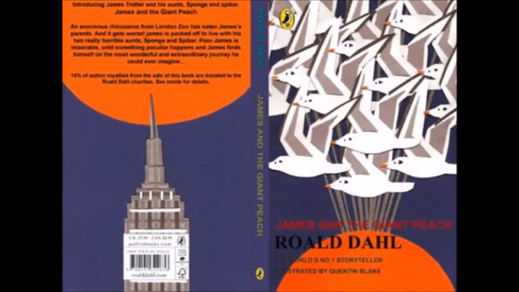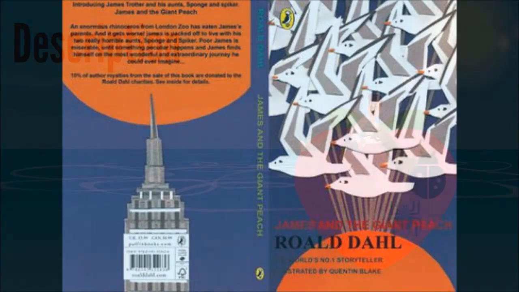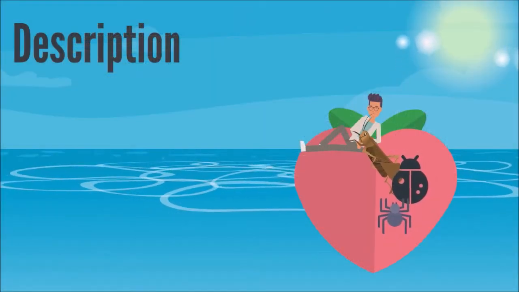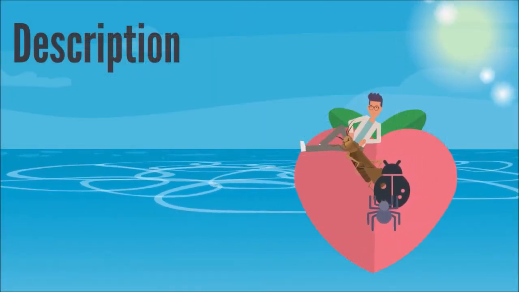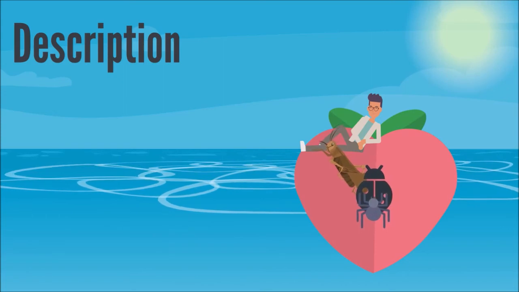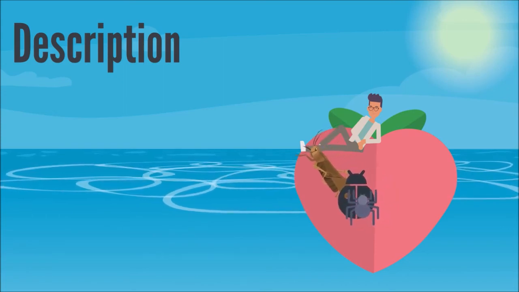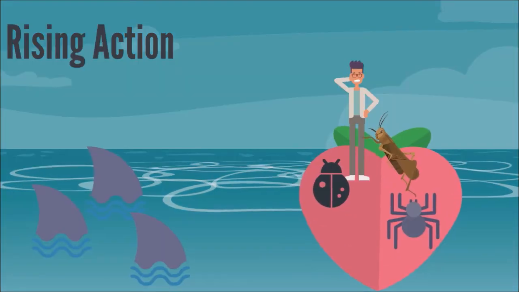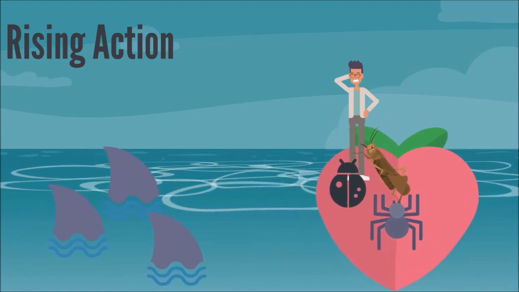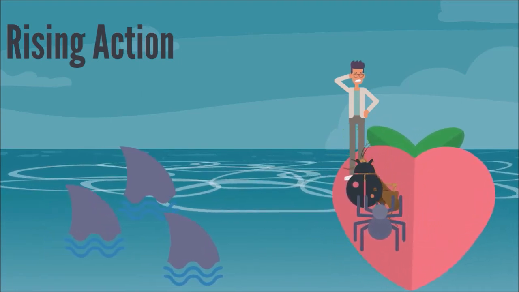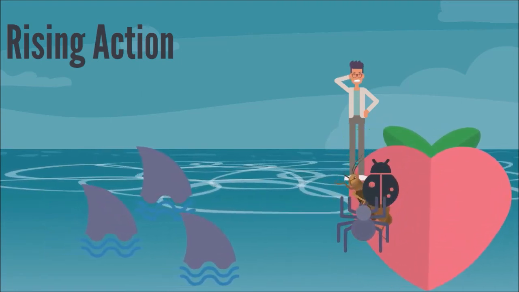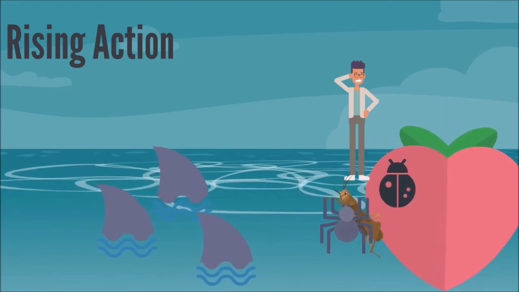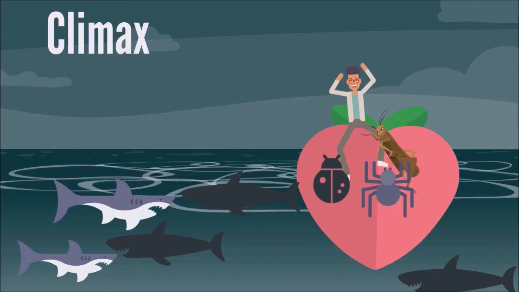Let's take a look at a portion of one of Roald Dahl's most famous novels and intriguing plot lines. Chapter 18 starts off with James and the insects peacefully sitting on the beach eating. This would be the description. Next, the creatures and James start to see suspicious shapes in the water. They are unsure of what they see in the water. This is the rising action.